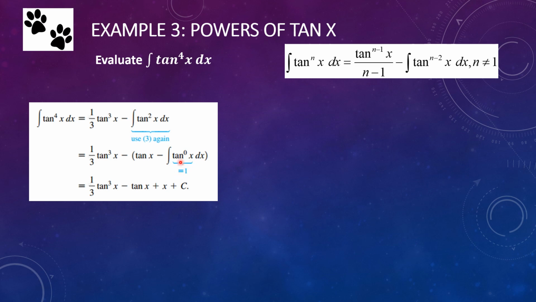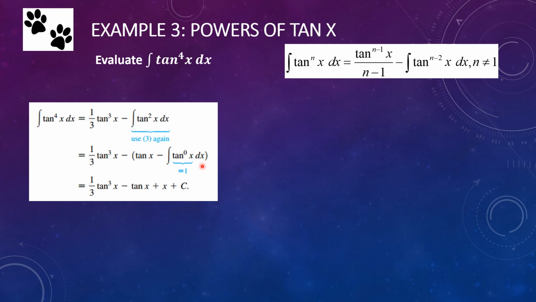Anything raised to a 0 power equals 1. It doesn't matter if it's tangent, secant, or a polynomial. If anything is raised to a power of 0, this is equal to 1. So this just becomes the integral of 1, which of course is equal to x. By using this reduction formula, we made this incredibly easy, and the only integral we actually had to take was the integral of 1. So it's quite straightforward, quite simple.